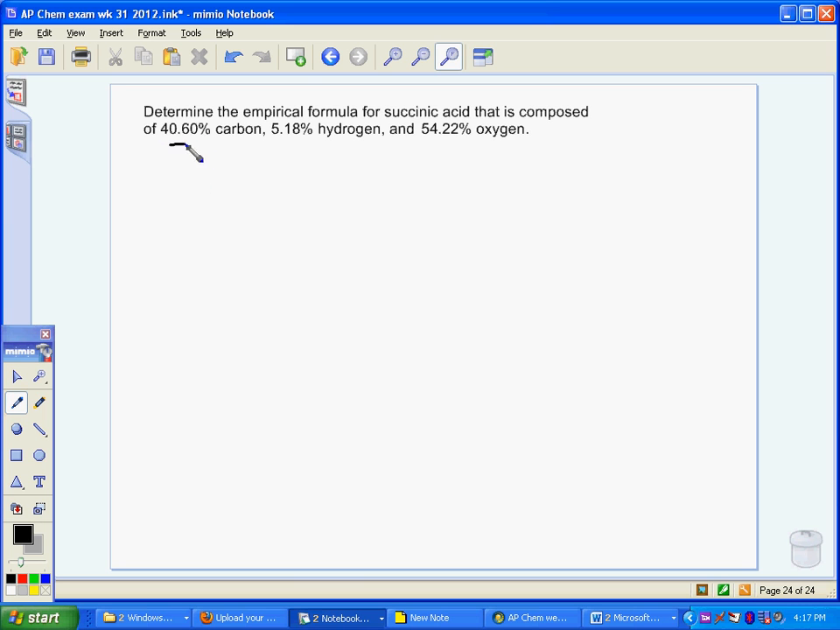These are easy in that it gives us percentages. And so anytime we're given a problem with percentages and we need to get some real numbers out of it, we can just pretend that we're starting with 100 grams of something. Okay, so carbon, if we had 100 grams of this succinic acid, we'd have 40.6 grams of carbon.